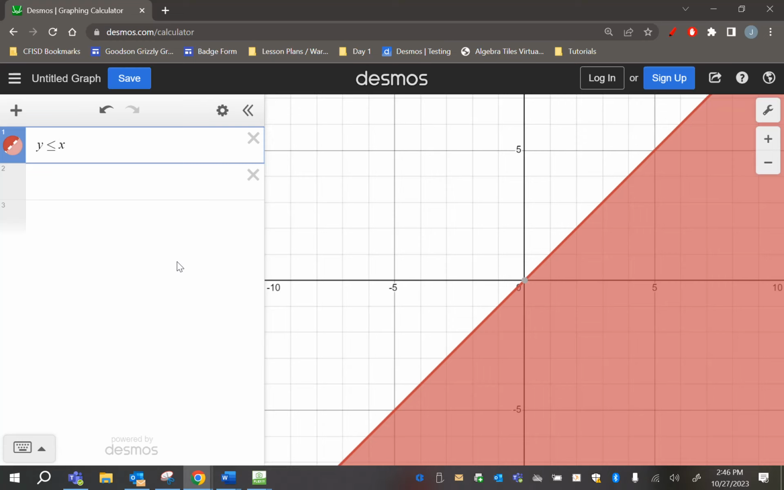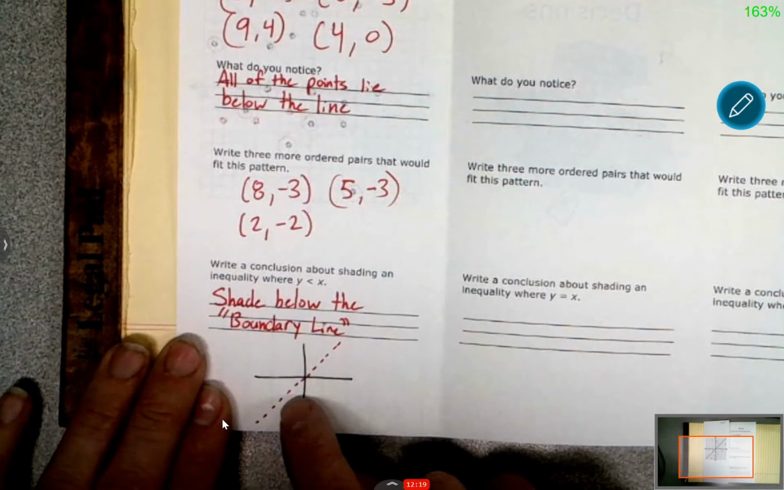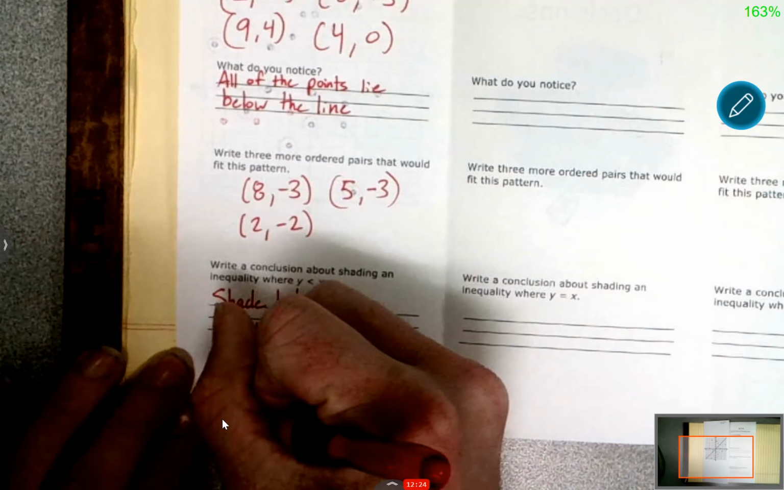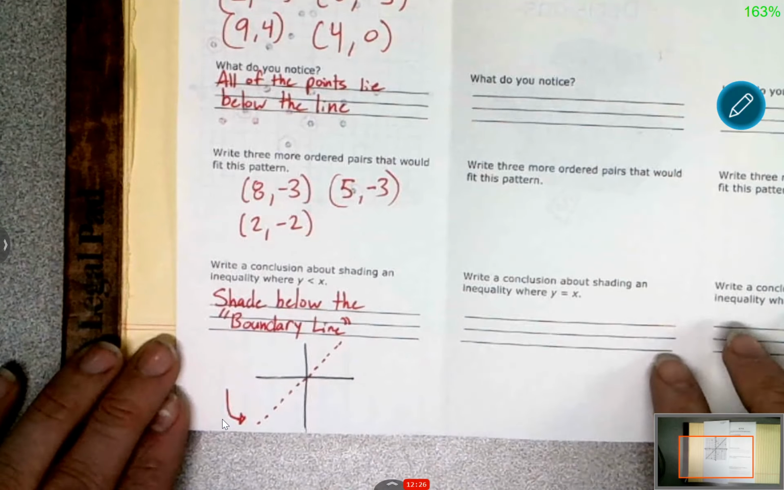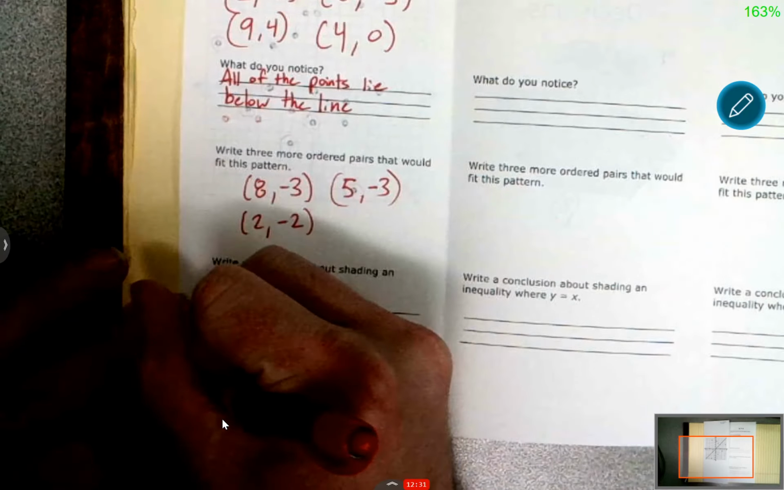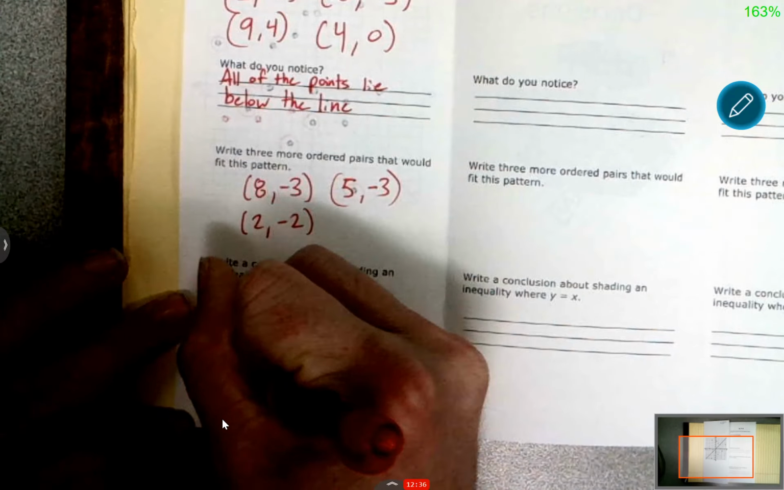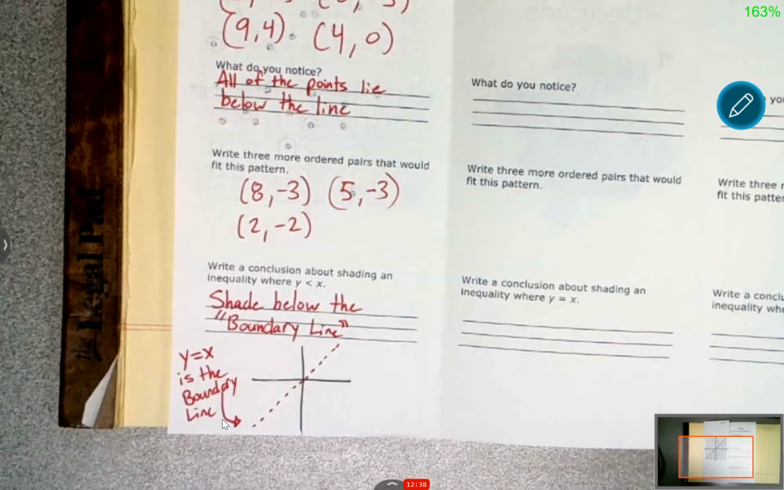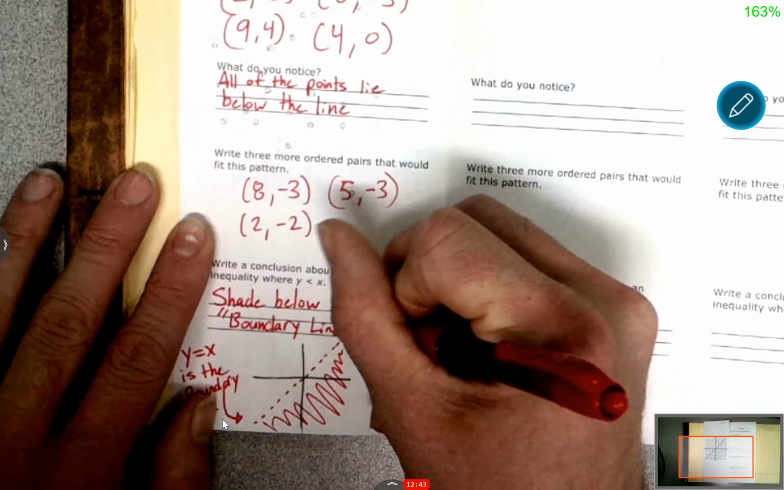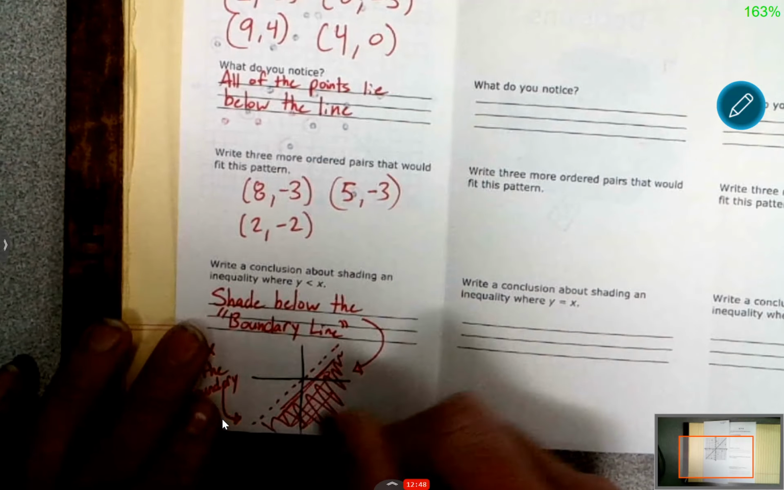So back to our notes, I use a dashed line because this is not part of my solution. It's just the boundary from where my solutions go to being not solutions. So y equals x is the boundary line. And I'm going to shade below, because everywhere below that line is a solution for this inequality.